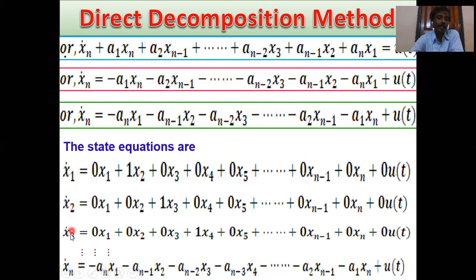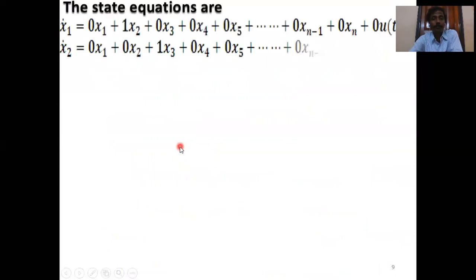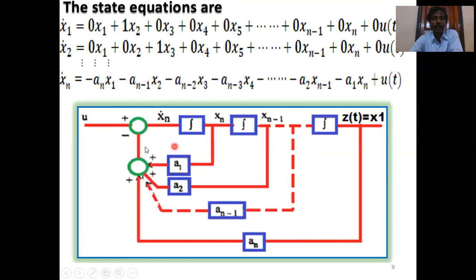x1 dot, x2 dot, x3 dot, dot dot dot, xn dot. So calculate the state matrix. These are the state equations, and this is the state diagram. Very important terms. This is the state diagram. From the equation, the input equals u of t, so put the input u of t here. And what is the output? The output z of t equals x1, so put output z of t equals x1.